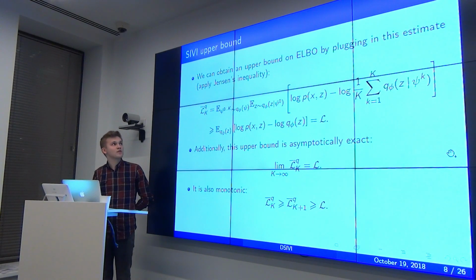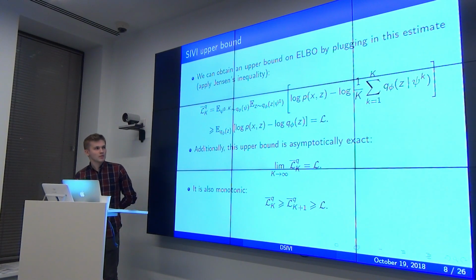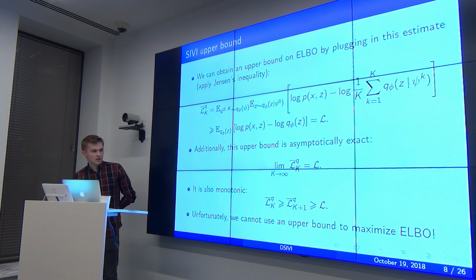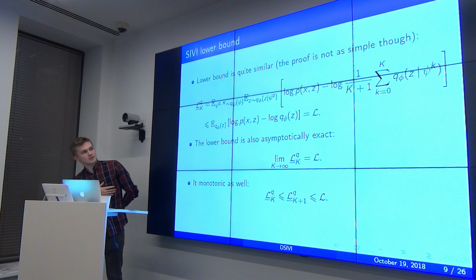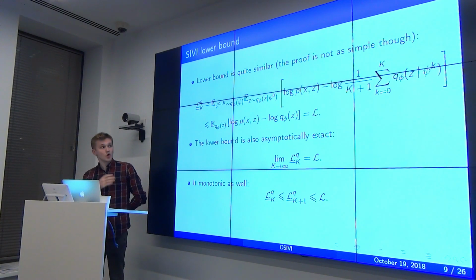So how do we derive a lower bound on ELBO? If we have a lower bound, we can optimize it, and we can hope that that optimizes our ELBO. So this is actually a lower bound.